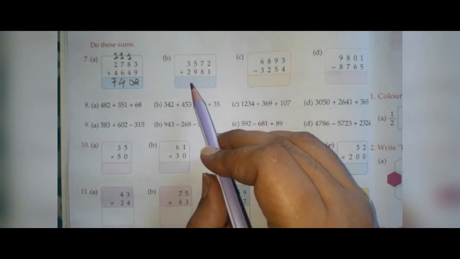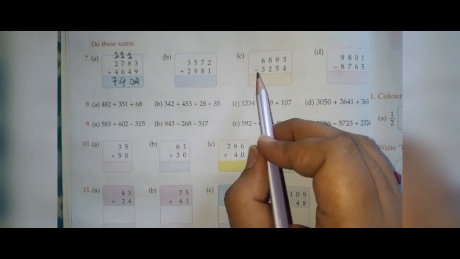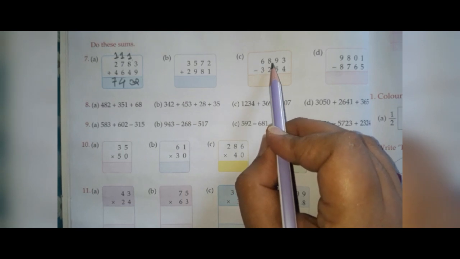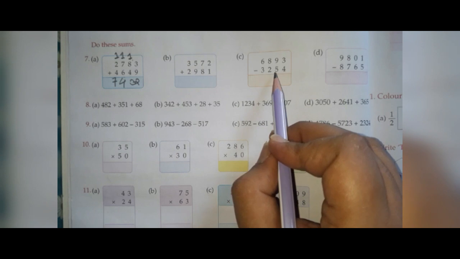Next question is of add. I think you can solve it. Next question I'm gonna solve for you is C. 6, 8, 9, 3 minus 3, 2, 5, 4.